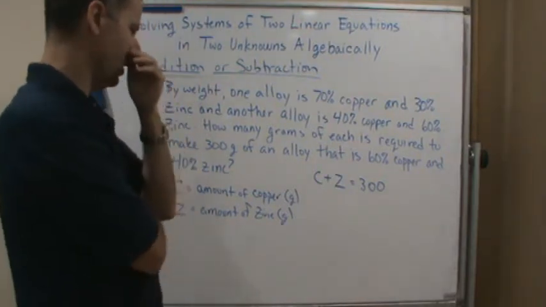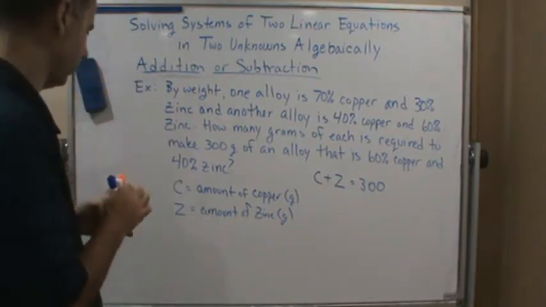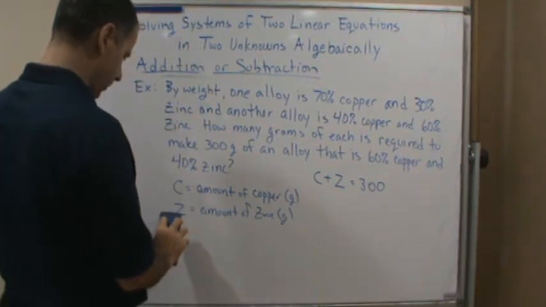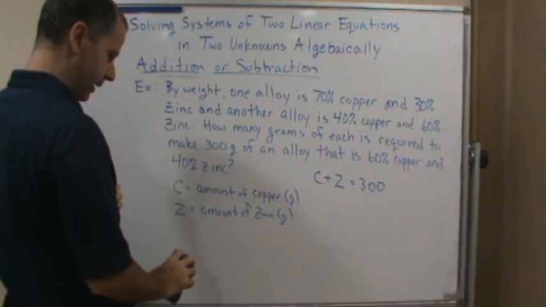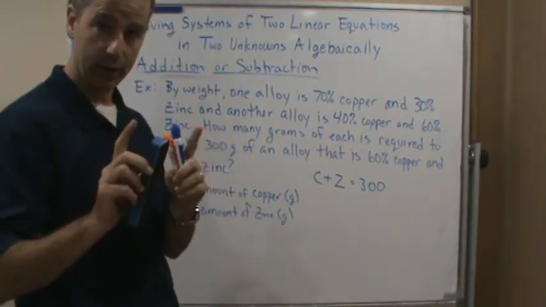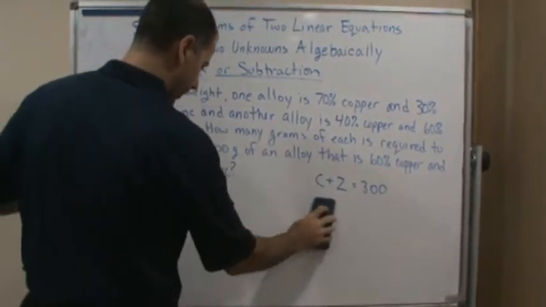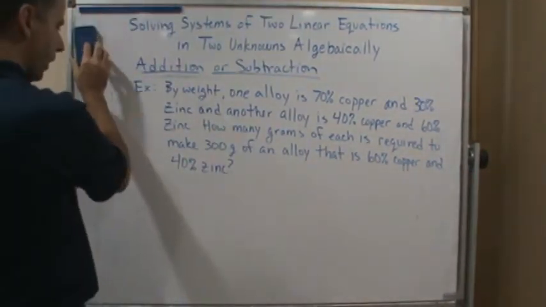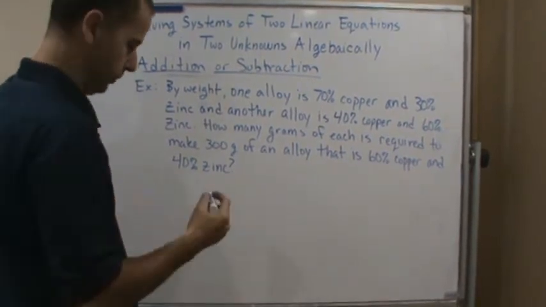Oh, hold on a second. I did this wrong. That's not going to work. We don't want to use C and Z for the amount of copper and zinc, because remember, it's the alloy. The alloy is made up of copper and zinc, so we don't want to do this. So I was wrong from the beginning. Instead of C and Z, let's just do A and B for alloy 1 and alloy 2.